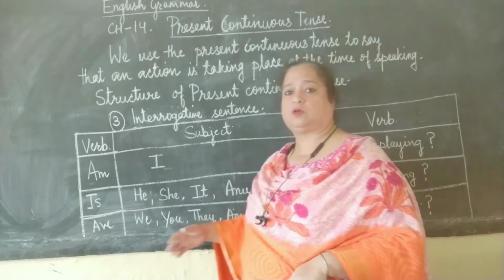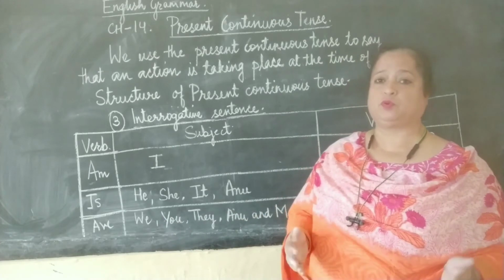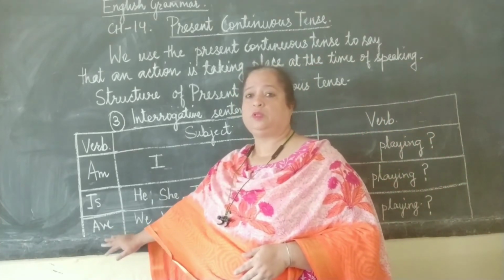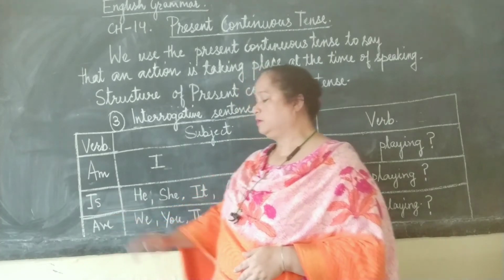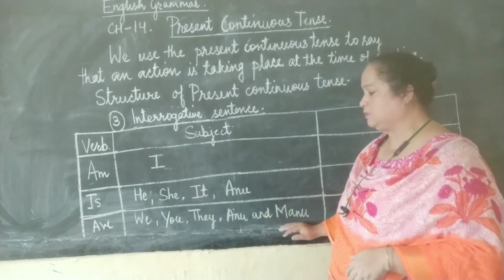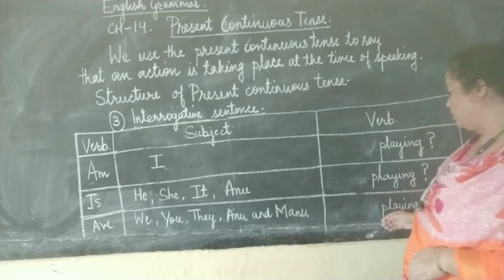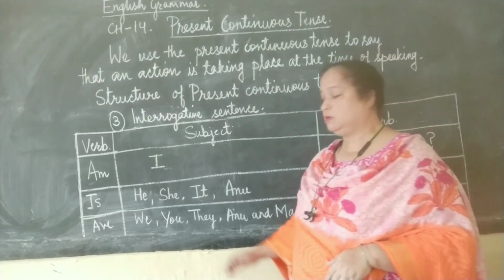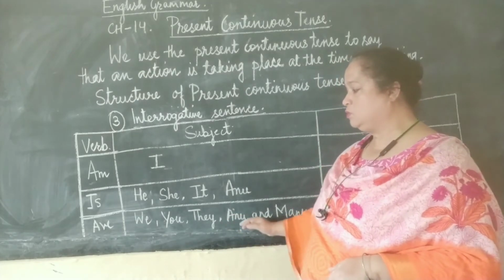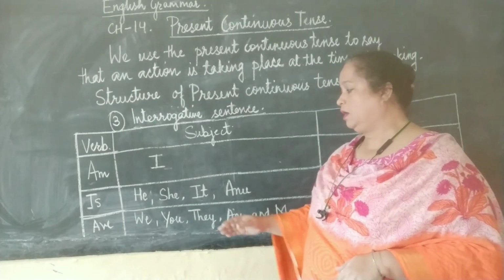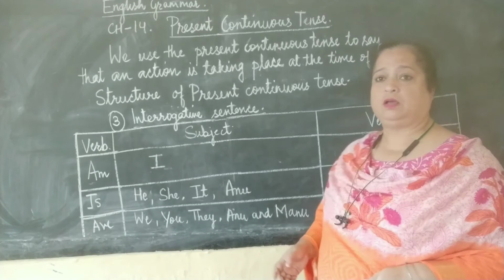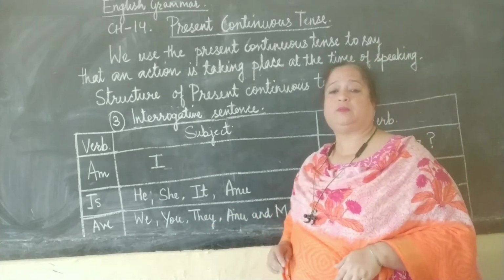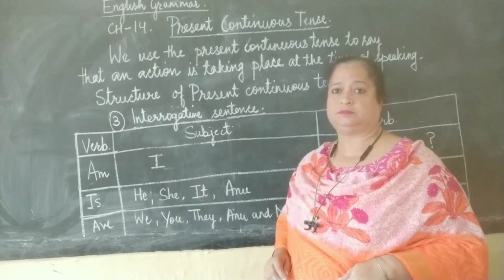So we know we are talking about generally plural things or people. We start our question with the helping verb, that is are, and then we write one of these subjects and we write the main verb with the ing form to it and add a question mark. So the questions formed by using one of these are: are we playing, are you playing, are they playing, are Anu and Manu playing?